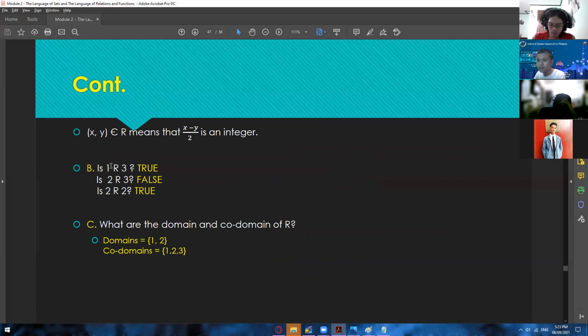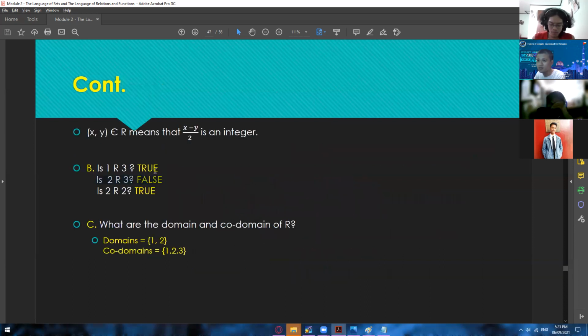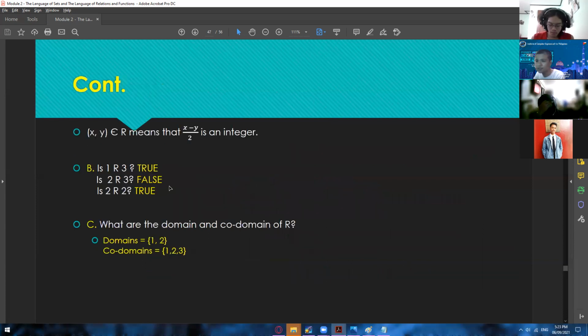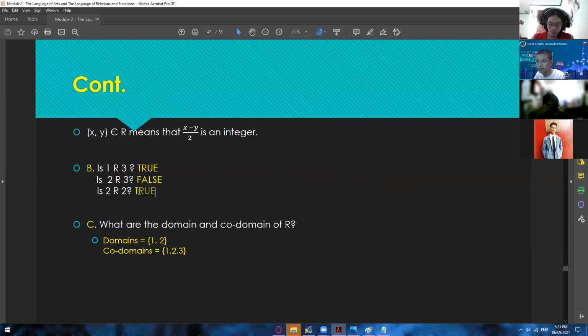Okay, so this is the answer for letter A, and this is the answer for letter B. Is 1 related to 3? Just base it right here. (1, 3) is yes, so that's why we have an answer of true. And then (2, 3): (2 minus 3) divided by 2 is not an integer, so that's why we have an answer of false. And then (2, 2) is yes, so that is why we have an answer of true right here. Okay, so are we clear with letter B?